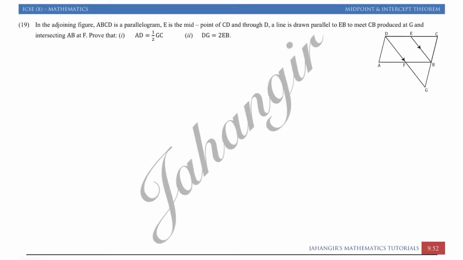In the adjoining figure, ABCD is a parallelogram. E is the midpoint of CD. From D a line is drawn which is parallel to EB and meets CB produced at G. This is the point. And it is also intersecting AB at F. You have to prove AD is equal to half GC. So let us prove this.